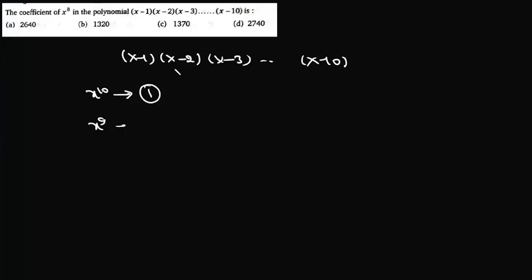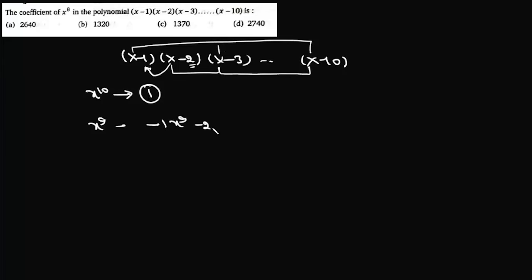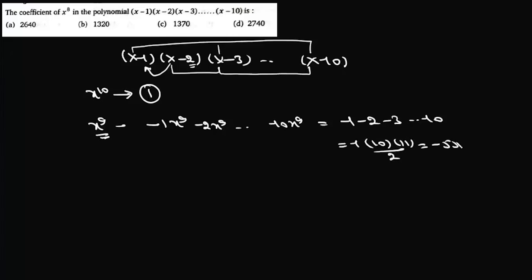Now we get x to the power 9 when 9 x's from these 9 brackets get multiplied to themselves, and then this x to the power 9 gets multiplied by -1. So we'll get -1 x to the power 9. We'll get x to the power 9 when the remaining x's get multiplied with -2, so it will be -2 x to the power 9. It will continue up to -10 x to the power 9. So the coefficient of x to the power 9 will be simply -1, -2, -3 up to -10. That is -1 times n(n+1)/2, and it will be -55.